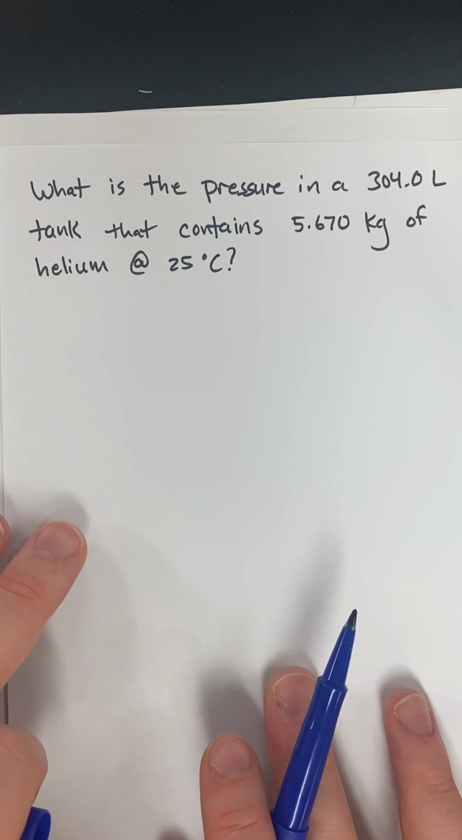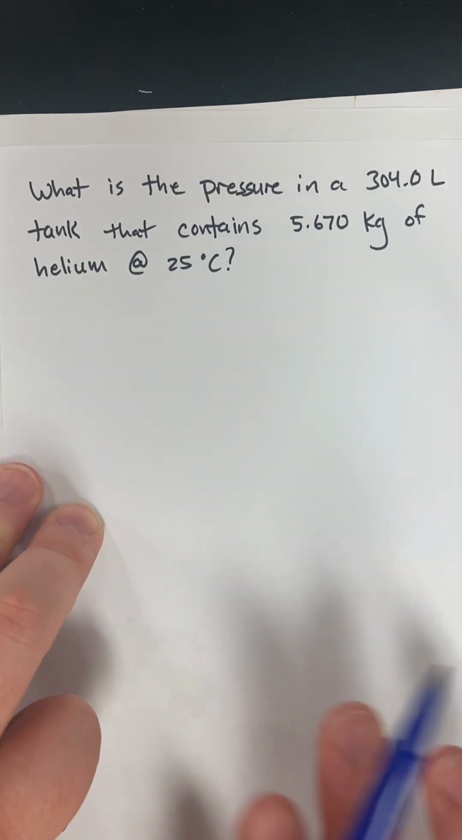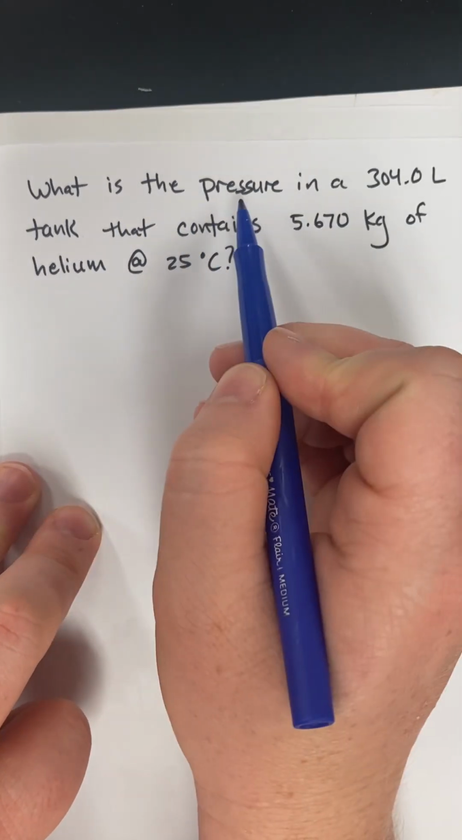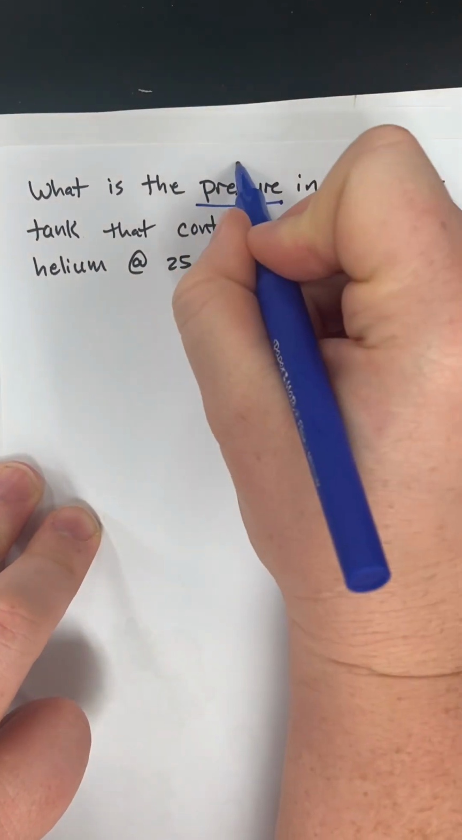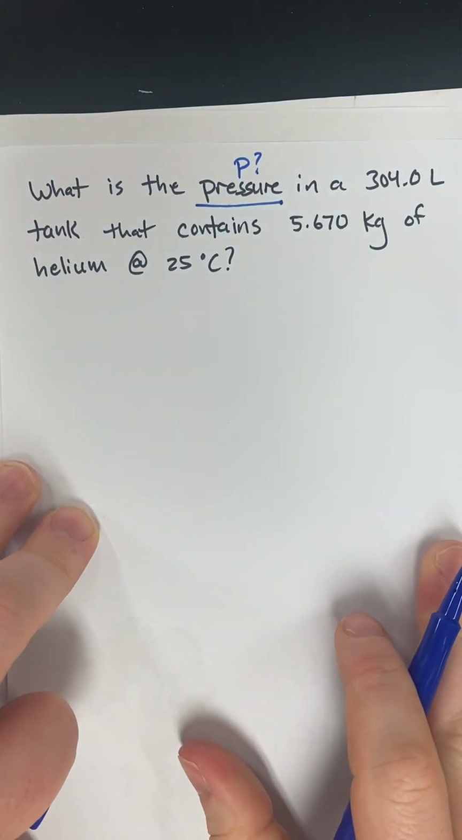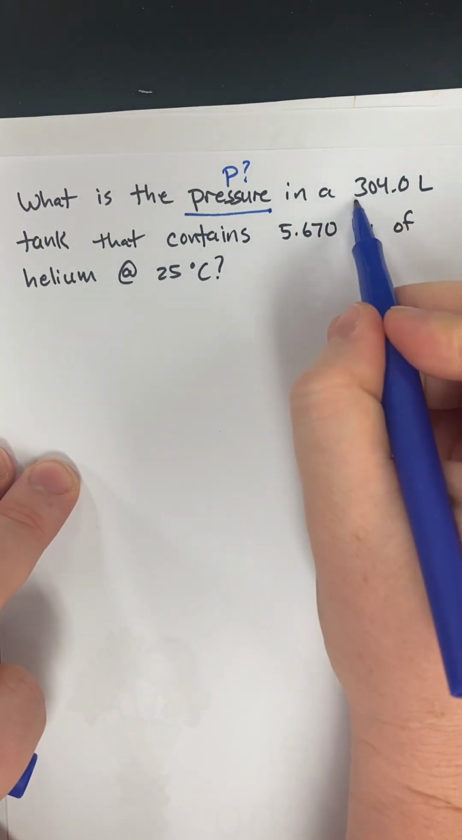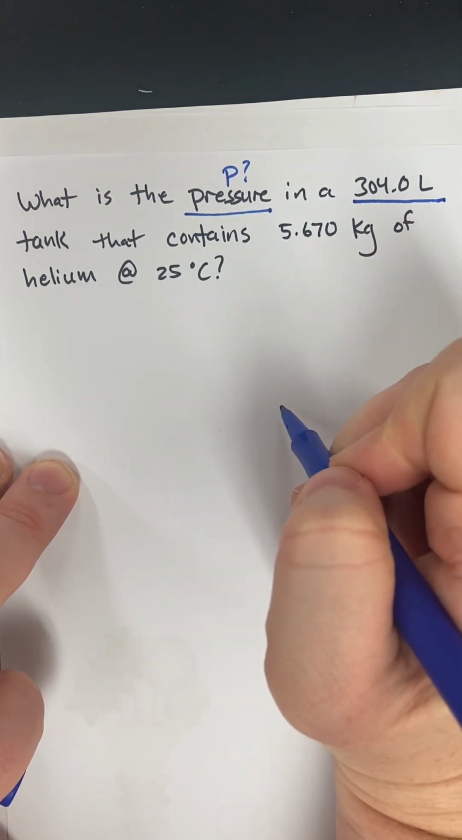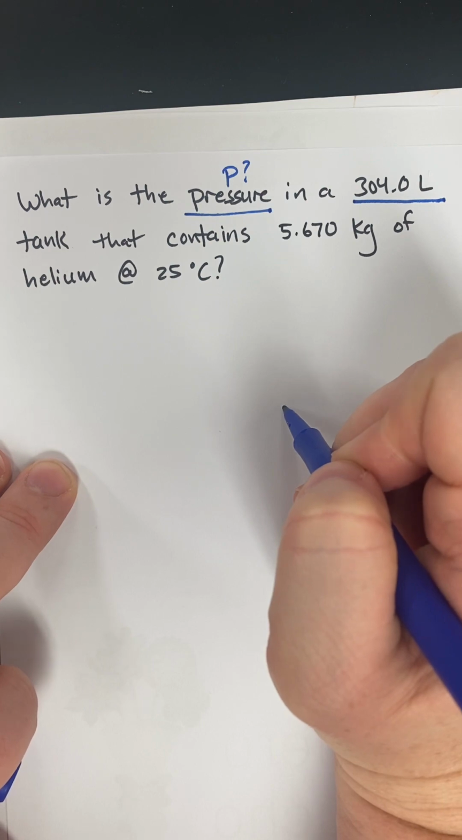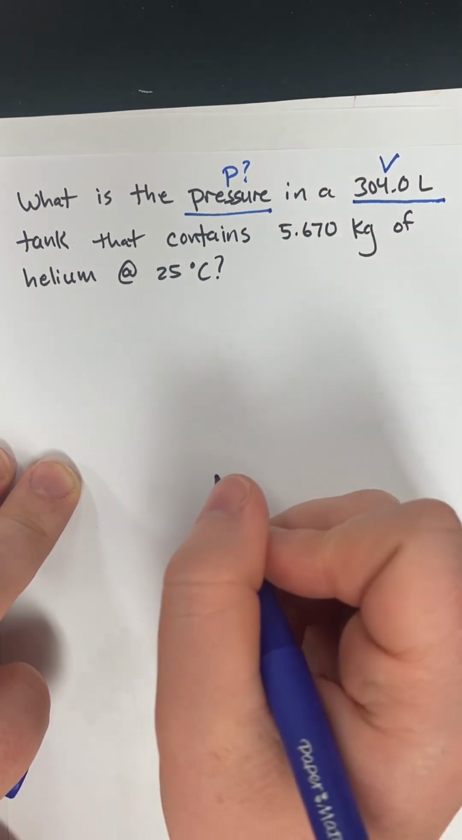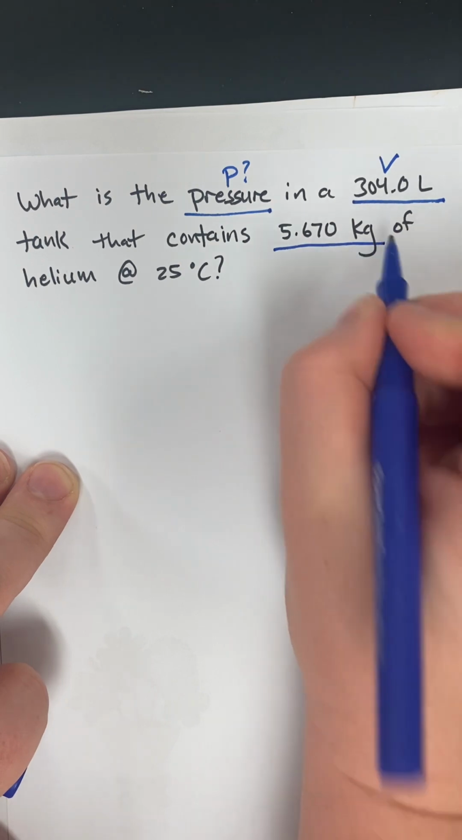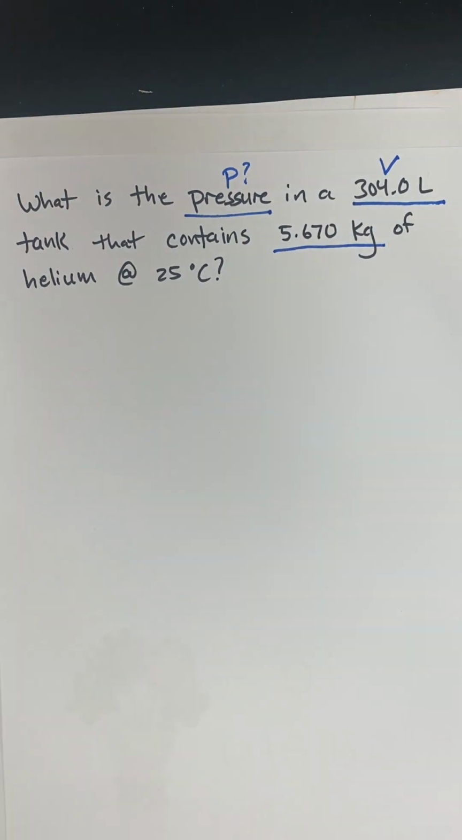I'm already seeing a couple issues with this, so let's talk through this and then I'll let you solve it. What is the pressure? So pressure, P, that's what you're solving for. In a 304 liter, what's that a unit of, guys? Liters are a unit of volume. Contains 5.670 kilograms. Kilograms. What's that? Well, it's actually a unit of mass, and mass is not in any of our problems in this chapter.